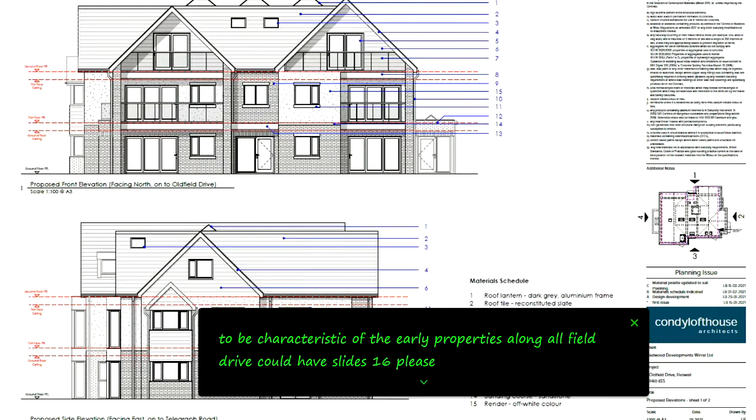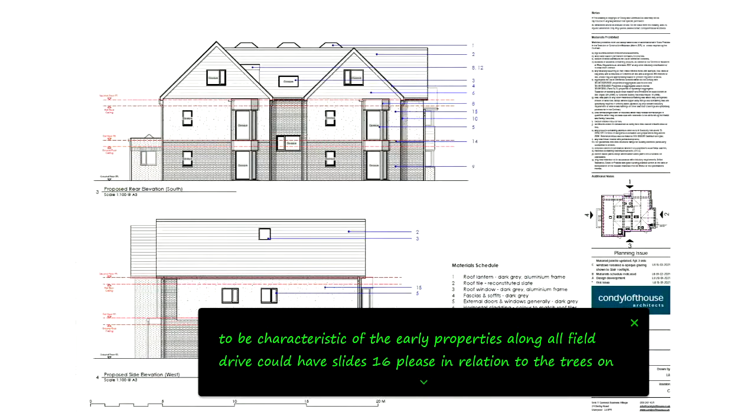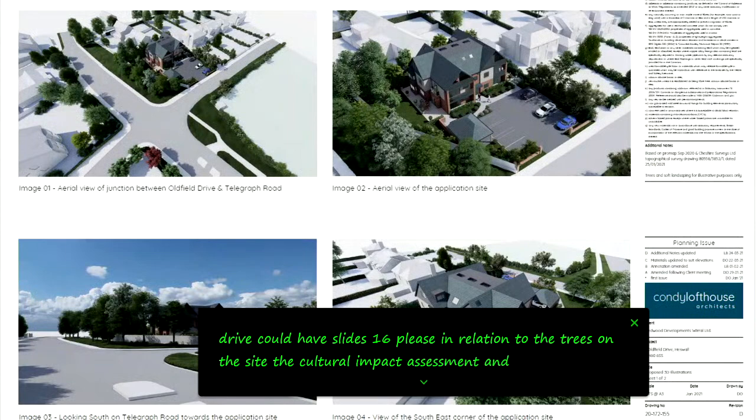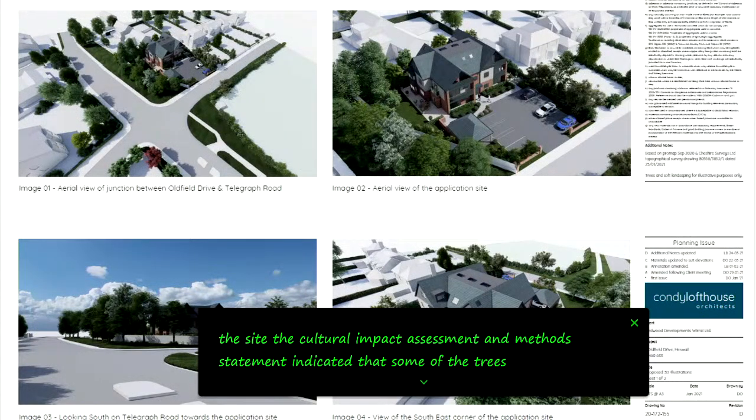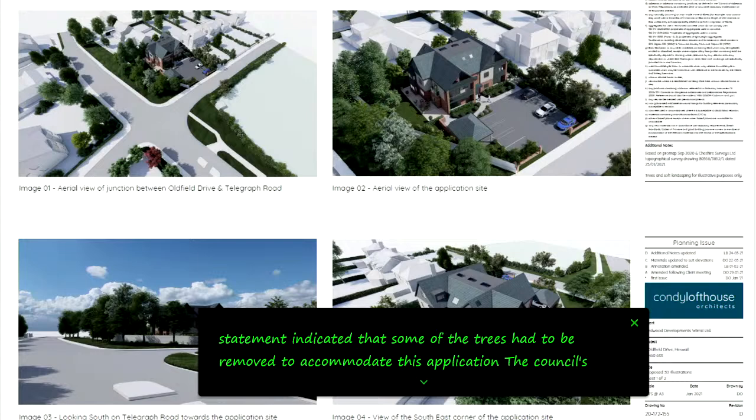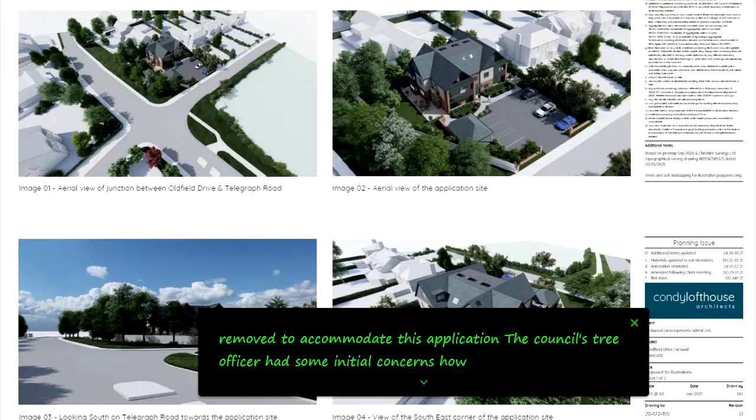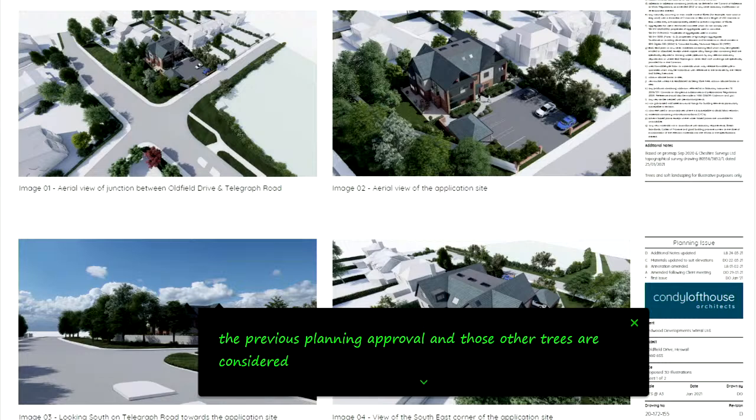Could I have slide 16, please? In relation to the trees on the site, the arboricultural impact assessment and method statement indicated that some of the trees had to be removed to accommodate this application. The council's tree officer had some initial concerns. However, some of these trees to be removed were also agreed to be removed under the previous planning approval, and those other trees are considered to be low value in quality or in poor condition. Could I have slide 10, please?